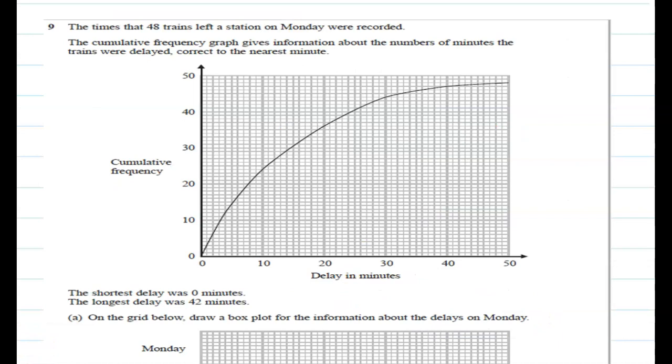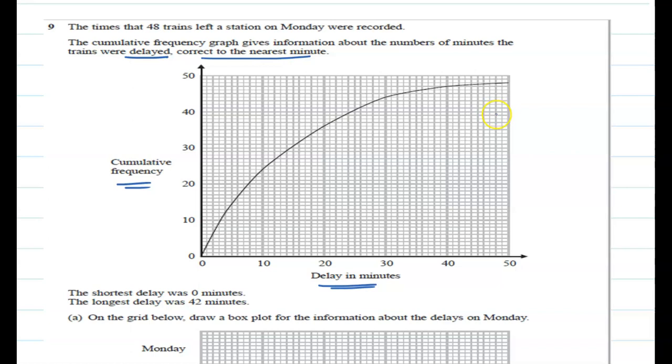The times that 48 trains left a station on Monday were recorded, and the cumulative frequency graph gives information about the number of minutes the train was delayed. Delays are correct to the nearest minute, and this is the cumulative frequency. Here it is given delay in time. The shortest delay was 0, and the longest delay is 42.